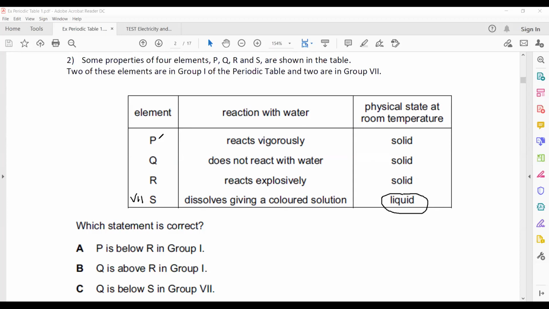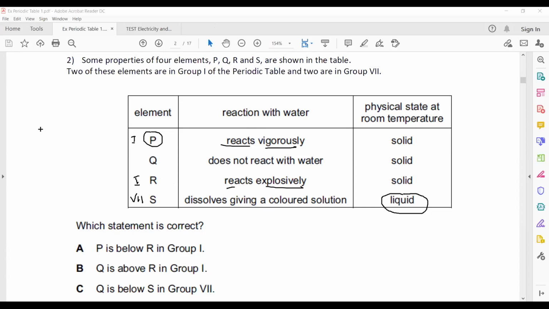Group 1 metals react vigorously, violently, explosively with water. So this shows that this is group 1, and R is also group 1 because both of them are reacting with water. For R, it is an explosive reaction. So which is more reactive? It means R is more reactive than P.